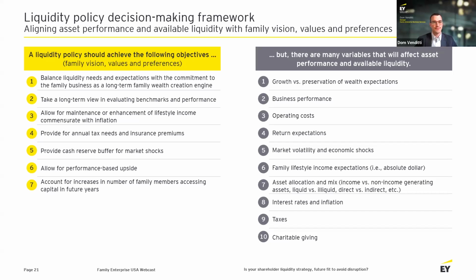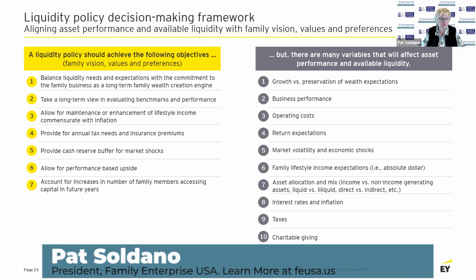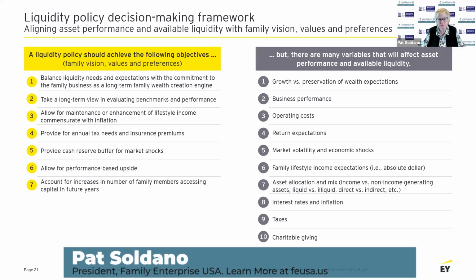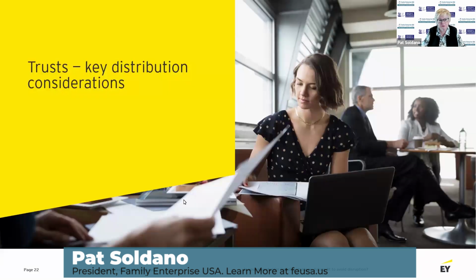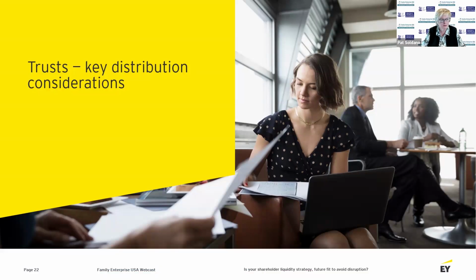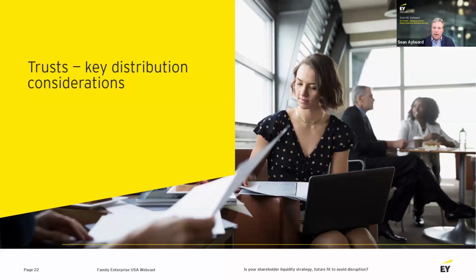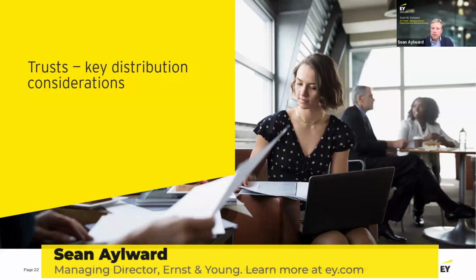So, Sean and Dom, we have about 10 minutes left, and I want to make sure that you get through all the information that you would like to cover. I know you've talked about liquidity needs for the business as well as for the family. Maybe you can share with us some of the other shareholder liquidity issues that multi-generational family businesses should be thinking about. Yeah, thank you, Pat. And we're sensitive to the time as well.